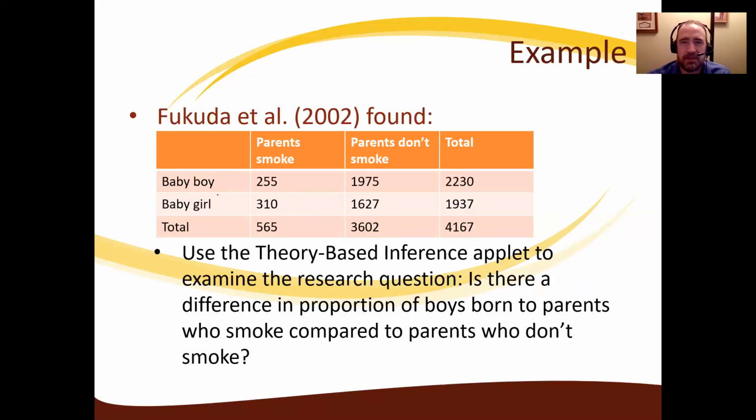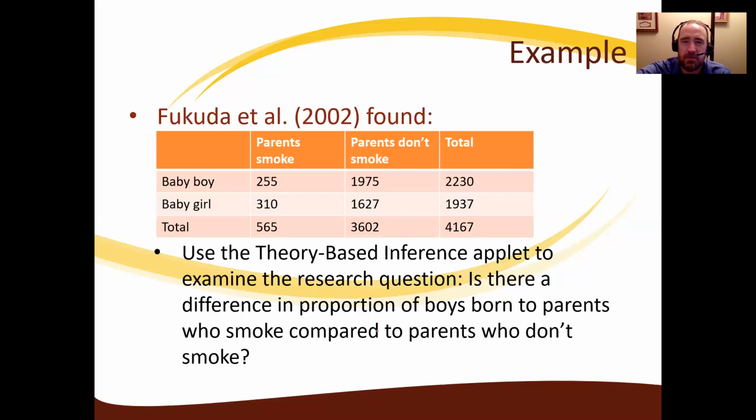The null hypothesis assumes there's no association. The proportion of boys should be the same for both parents who smoke and parents who don't smoke. Alternatively, coming into this, I would never have guessed one way or the other, so I would simply say it's not the same. There might be more boys, there might be more girls for parents who smoke. I don't know. Let's find out. You might be able to look at these numbers and get a little sense of this, but it's actually kind of hard to just look at them and figure them out. So let's go to the theory-based inference applet and examine this question.